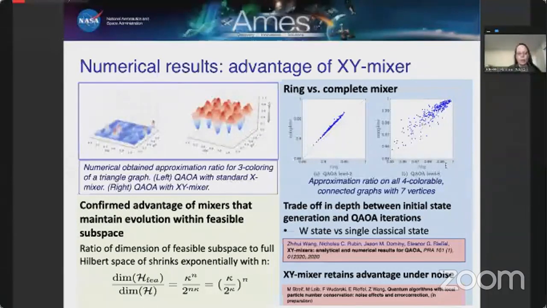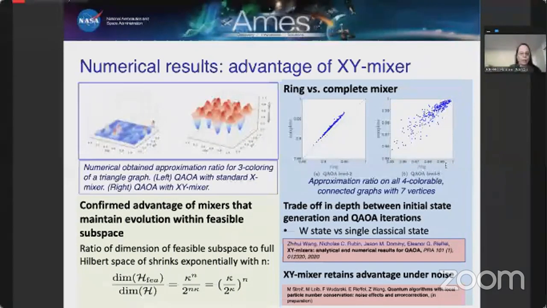As I've mentioned, there are trade-offs between mixers and initial states. And we have a result that's coming out shortly showing that the XY mixer retains its advantage under noise, but that for all of these things, noise remains a problem. And one nice thing is that when you have symmetries like this, there may be some things one can do with error mitigation that can help you a bit. So look for that. We hope to have that out next week.